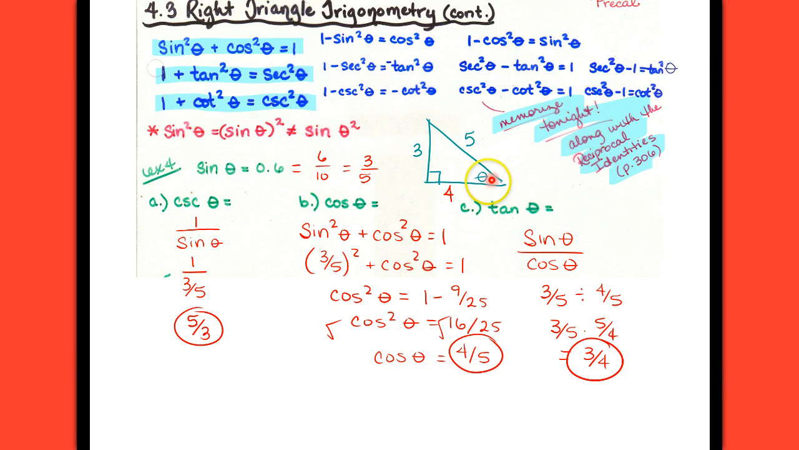Again, cosine is adjacent over hypotenuse, 4/5. There's my answer. Tangent is opposite over adjacent, so that would have been 3/4. There's my answer right there.